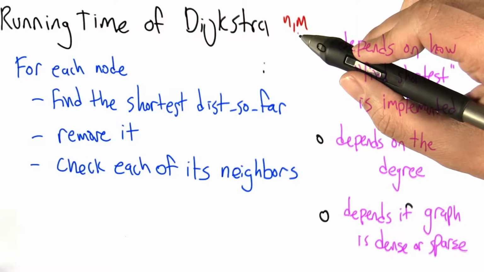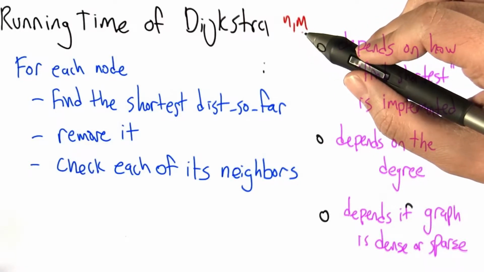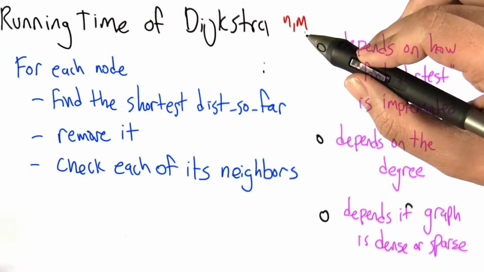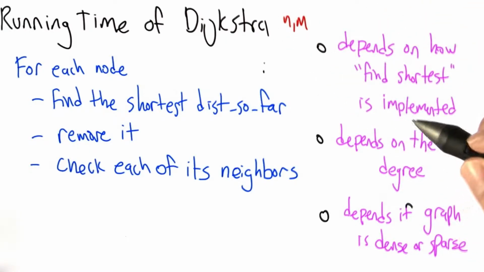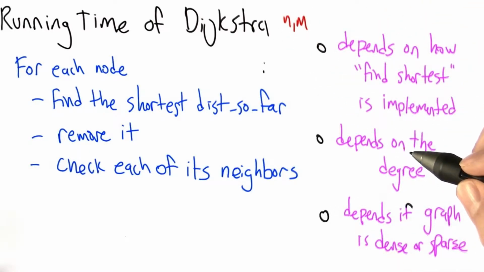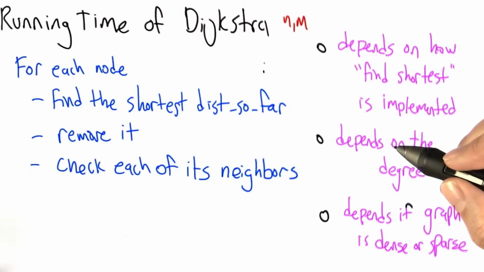So it turns out it doesn't really depend on whether the graph is dense or sparse. That's captured in M, right? If M is dense, that means it's sort of order n squared. If it's sparse, it's order n. And so it'll be already captured in terms of n and m. So it's not that one.